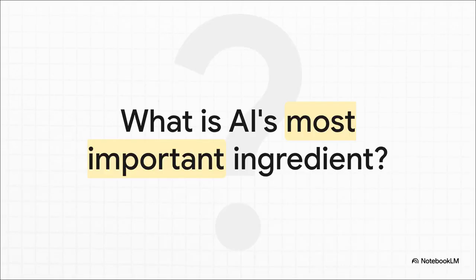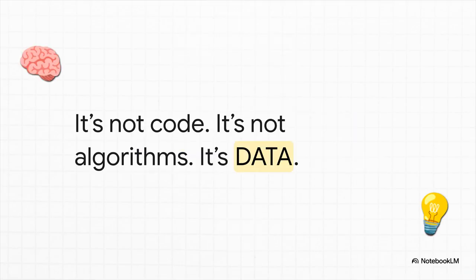All right, so let's get right to it. What's the single most important ingredient in the entire world of AI? I mean, what's the one thing you absolutely positively cannot mess up if you want it to work? It's not the code, and it's not the fancy algorithms. It's the data. That's it. You can have the smartest code in the world, but without good data, it's totally useless. See, an AI is only ever as good as the data it's trained on.